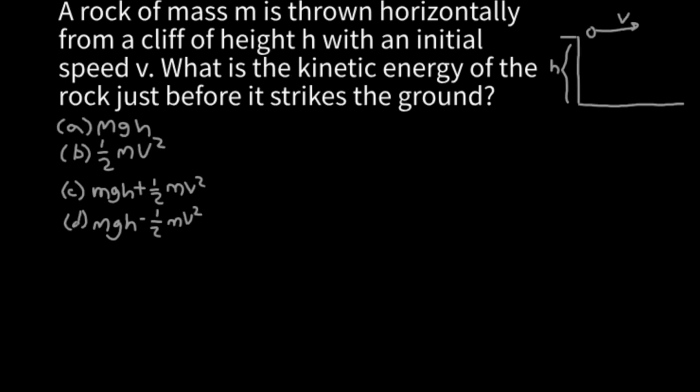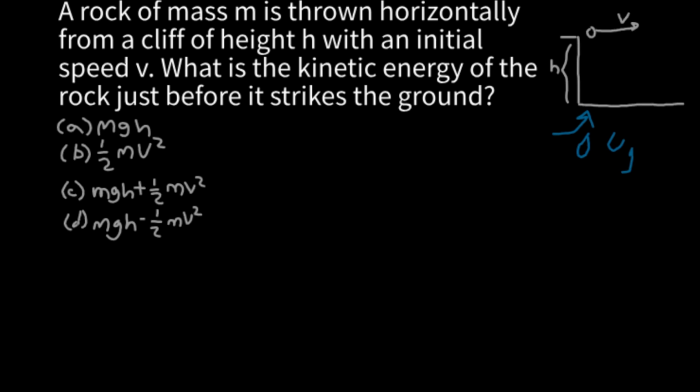Here is the last problem for this video. So we have a rock of mass m thrown horizontally from a cliff of height h with an initial speed v. We want to know its kinetic energy just before it strikes the ground. Alright, so first let's decide what types of energy we have. Well, the rock is moving, so we have kinetic, and there is a height h involved, so there's potential. And for convenience, let's set the ground to be 0 gravitational potential energy.